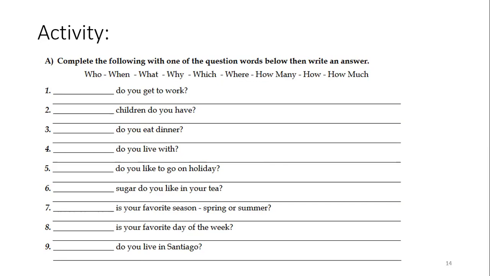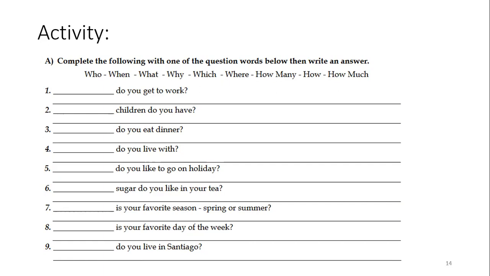And then, "do you live with?" What can you say? Who do you live with? I live with my parents. Or you can say I live with my husband. Who do you live with? So, "do you like to go on holiday?" What do you think? Where do you like to go on holiday? I like to go on holiday. Where? You can say to Nuwara, to Ella, to Anuradhapura, maybe somewhere else, to Maldives, so whatever it is, wherever it is, you can say.